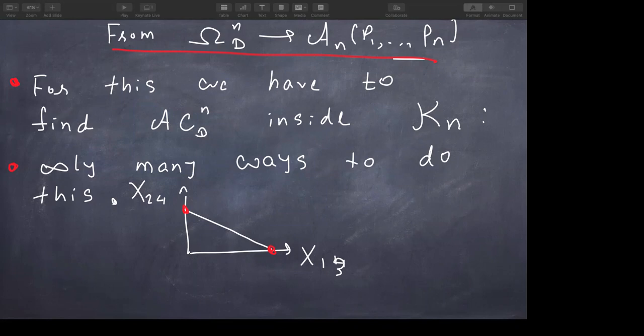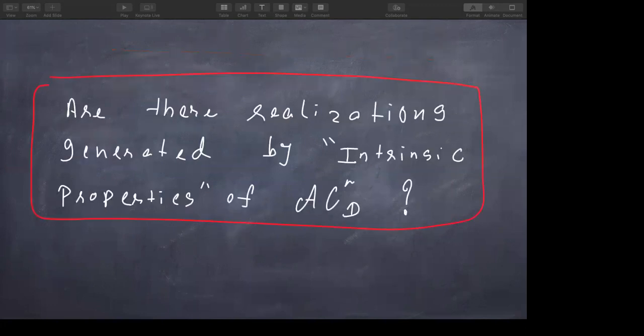I would say this is the most striking part of this program, that somehow there is a canonical realization that mathematics gives you for this, which is relevant for amplitudes. I think that's what I will try to explain now. So this is the key point: are there realizations of this associahedron inside kinematic space which are generated by, in some sense, intrinsic properties of the associahedron? We shouldn't appeal to some physics principle to find this realization.